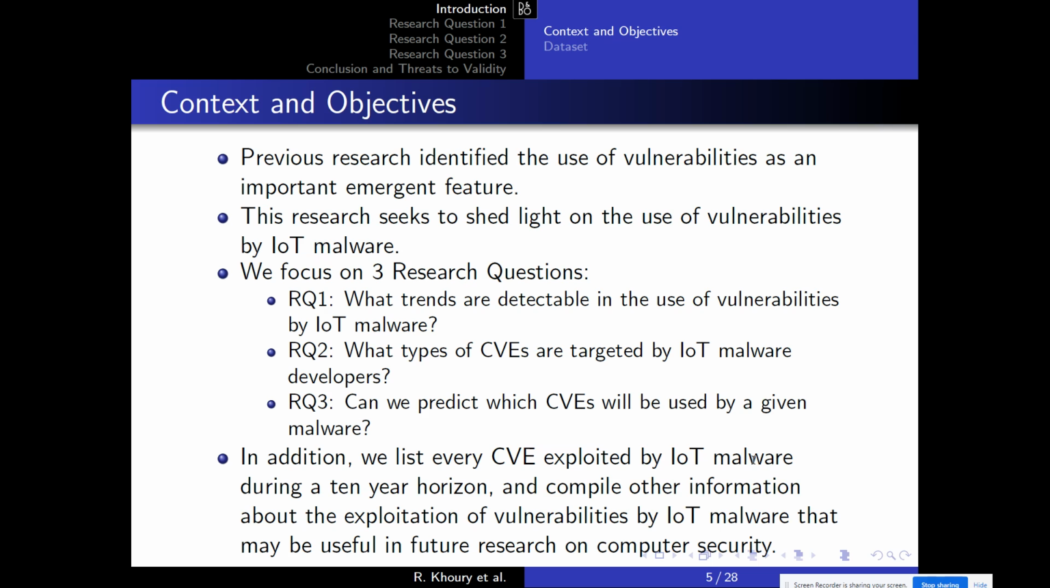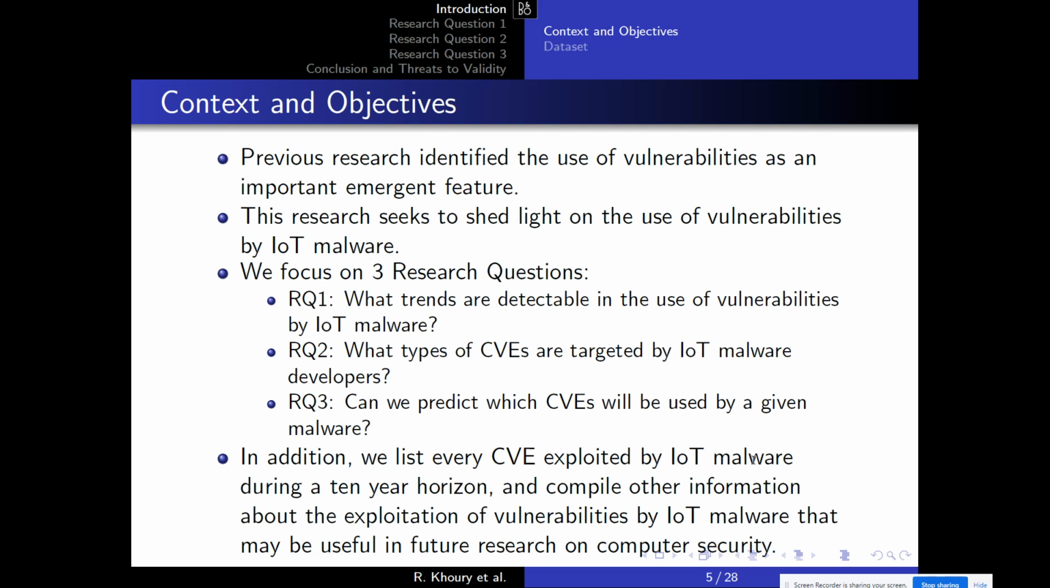We focus on three research questions. The first is what trends are detectable in the use of vulnerabilities by IoT malware, is it growing, and so on. Second, we look specifically at CVEs that are used by IoT malware developers, and we want to see if they differ from CVEs that are not exploited, the ones that are passed over by IoT developers. In fact, we will find that the ones that are selected really are different from the ones that are passed over.